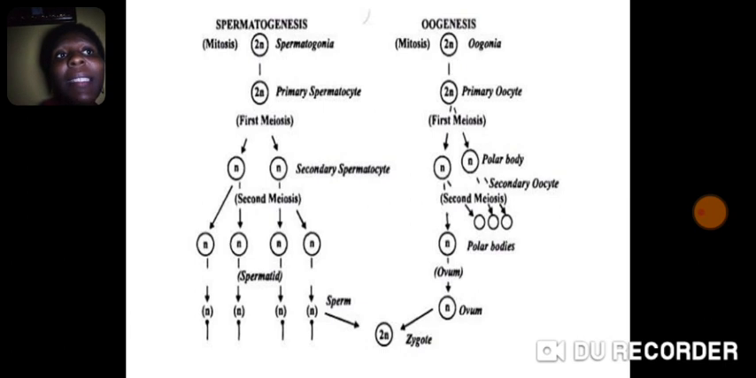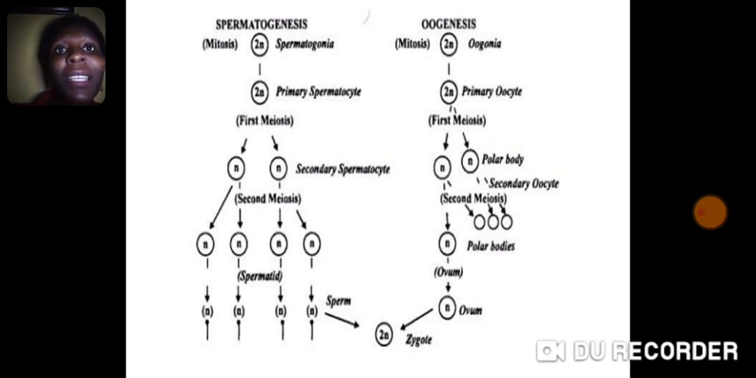Now the thing is that oogonia, we said, are stem cells and they are diploid. Now picking one oogonium, singular oogonium, O-O-G-O-N-I-U-M, if it is singular, it will then differentiate into primary oocyte, which is also diploid. This happens prior to birth, when the child is still in the mother's womb.